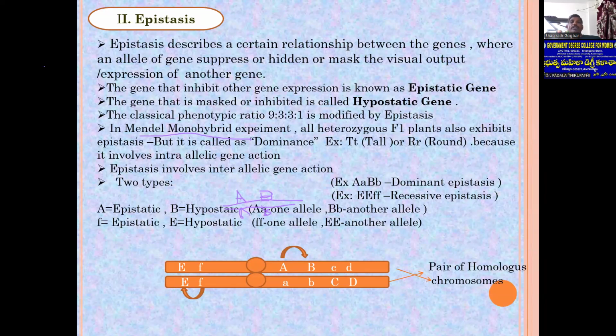Epistasis is nothing but where an allele of a gene suppresses, hides, or masks the visual output or expression of another gene. In this phenomenon, the gene that inhibits the other gene's expression is known as the epistatic gene.